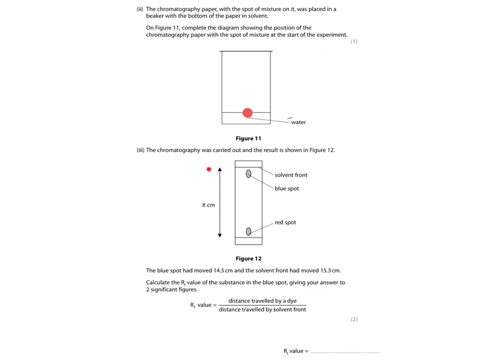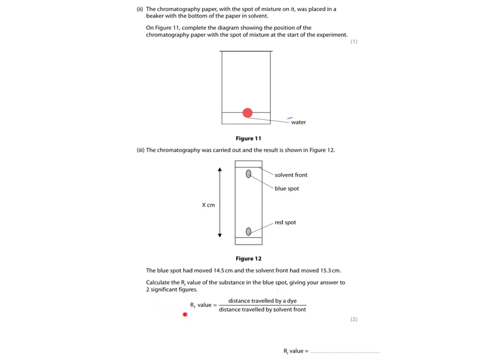The chromatography was carried out, and the results are shown in figure 12. So here you can see it started here, and the red spot moved here, and the blue spot moved all the way here, and the water, which is the solvent, moved all the way up here. So the solvent always moves the furthest. The blue spot had moved 14.5 centimeters, and the solvent front had moved 15.3 centimeters. Calculate the RF value of the substance in the blue spot, giving your answer to two significant figures.